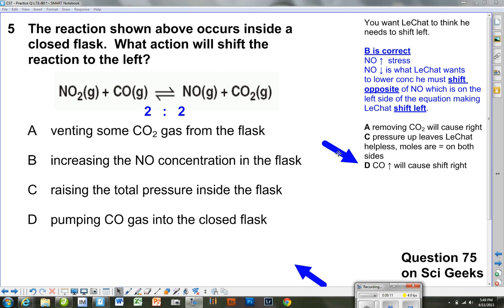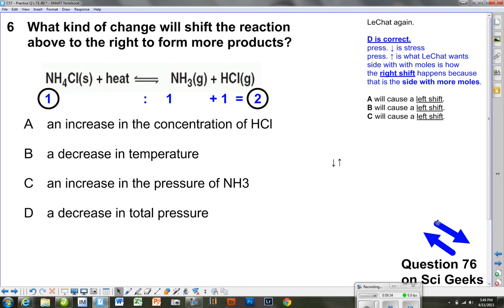So that's how everything works. Sorry, I realized as I said this that I had this arrow wrong. Okay. Pumping CO gas, carbon monoxide gas, in is increasing the CO and will cause a right shift because CO is on the left and Le Chat will go opposite. So at any rate, you can see all of the whys of all of the answers. And our last one, and let's get rid of these little guys, I don't need them anymore. And up here, D is the correct answer.